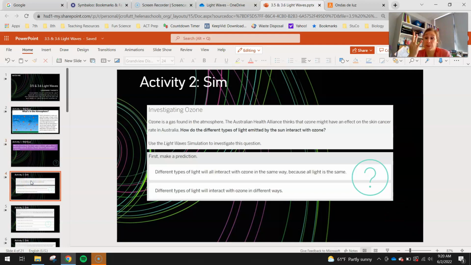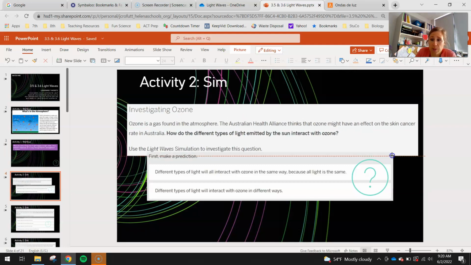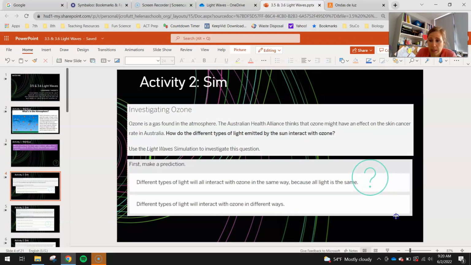All right, so there are 3 specific molecules that you guys are going to be looking at in this sim. Ozone is the first one of these. So, investigating ozone. Ozone is a gas found in the atmosphere. The Australian Health Alliance thinks that ozone might have an effect on skin cancer rate in Australia. How do the different types of light emitted from the sun interact with ozone? So you guys will be answering this question first, making a prediction on what you think ozone does and how it contributes to this.